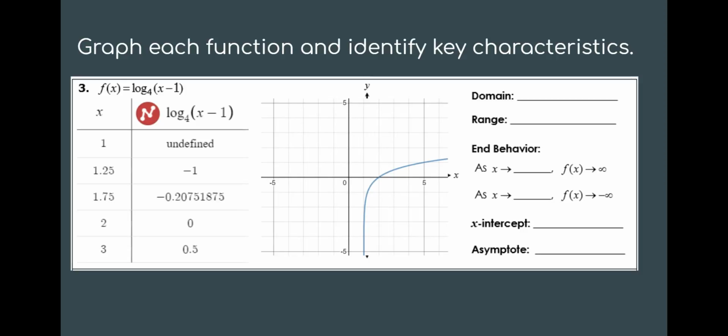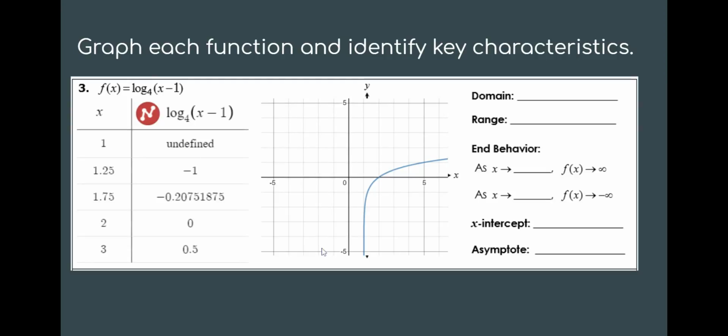When you build out the table, the x values are going to be all over the place. I'm not really sure what yours will show, but it might not show what mine's showing right now. I chose the x values to be 1, 1.25, 1.75, 2, and 3. The reason I chose that is because of this undefined right here. This tells me a lot about my function. It tells me where my asymptote is going to be. I know that every value below 1 is going to be undefined. So that tells me that's where I want to start.